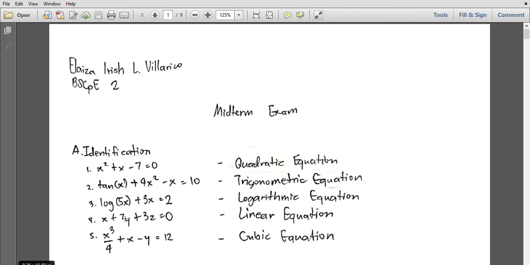Number 4. x plus 7y plus 3z is equal to 0. This is a polynomial equation that is degree 1. So therefore, it is a linear equation.